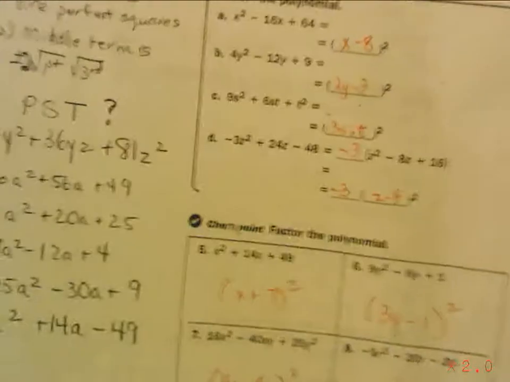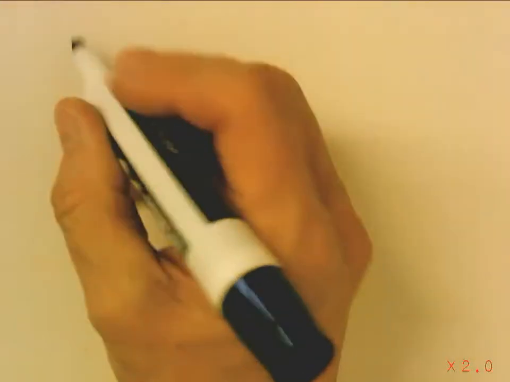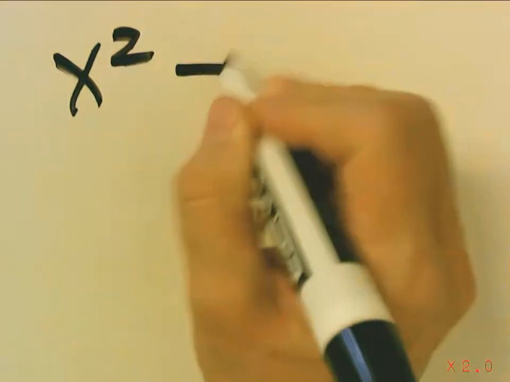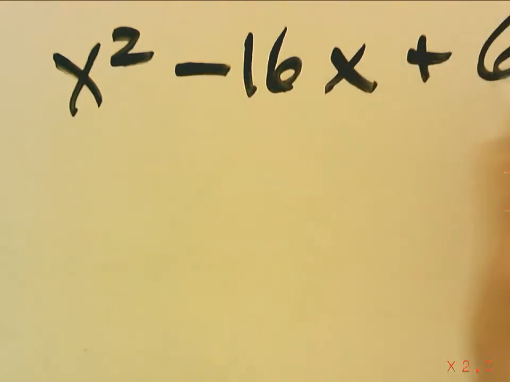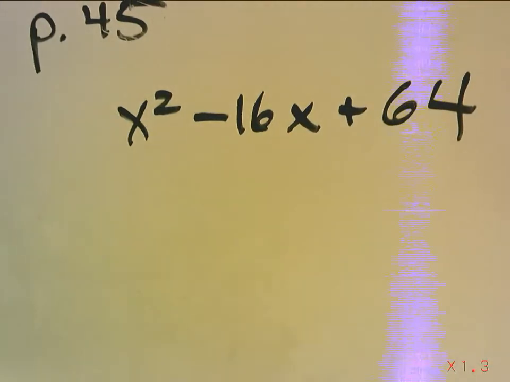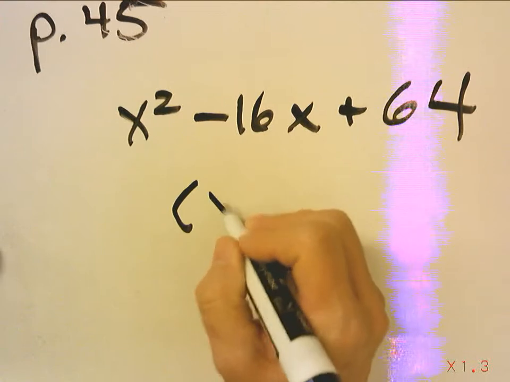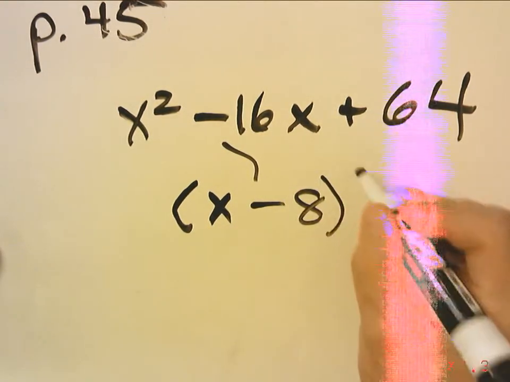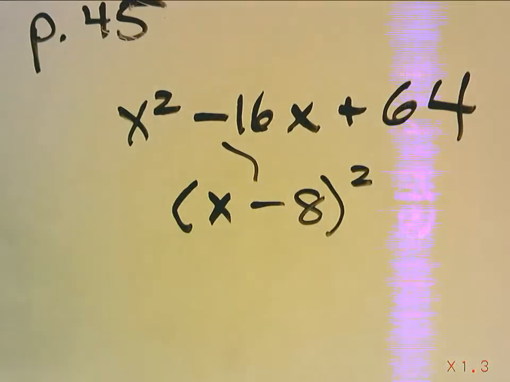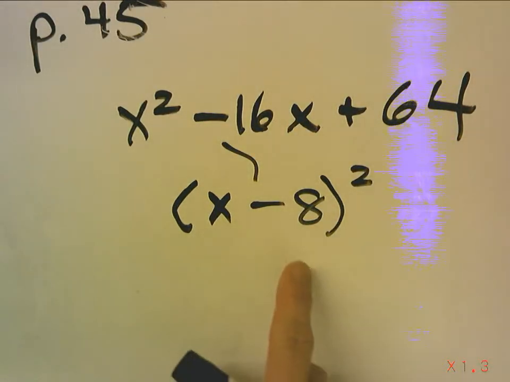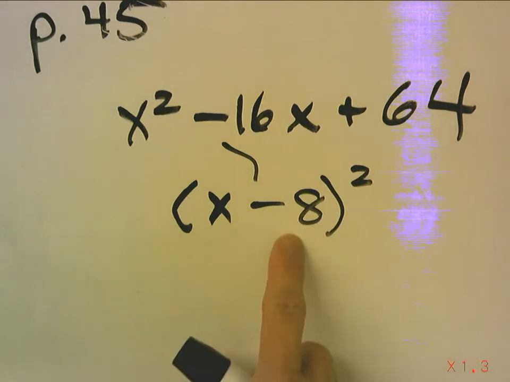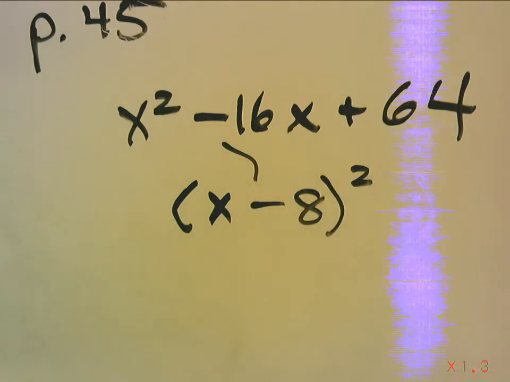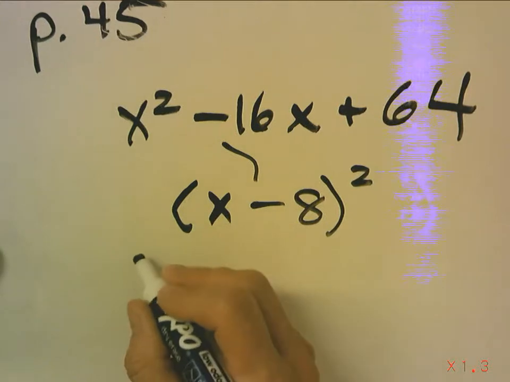Okay, so let's try to do a few of these. Let's look at the first one. We have x squared minus 16x plus 64. Okay, so the first term is a perfect square. So I take the square root of the first, sign of the middle, square root of the last, and square it. And you are done factoring it. Now let's make sure this works. Negative 8 times x doubled is negative 16x. So this is definitely a perfect square trinomial.